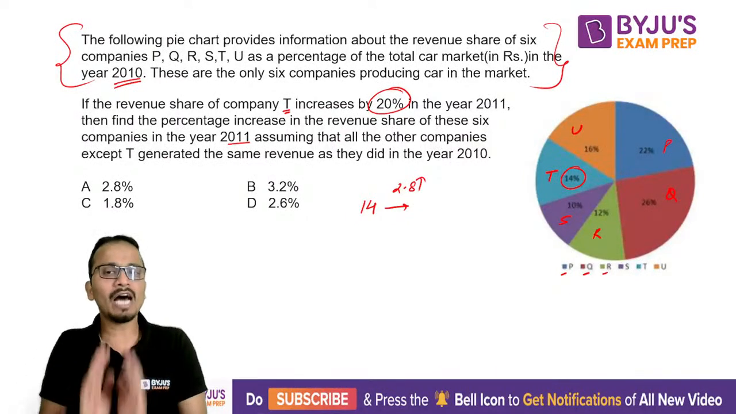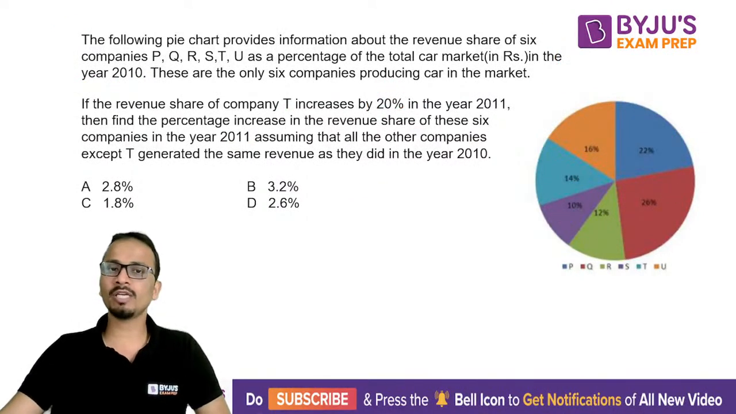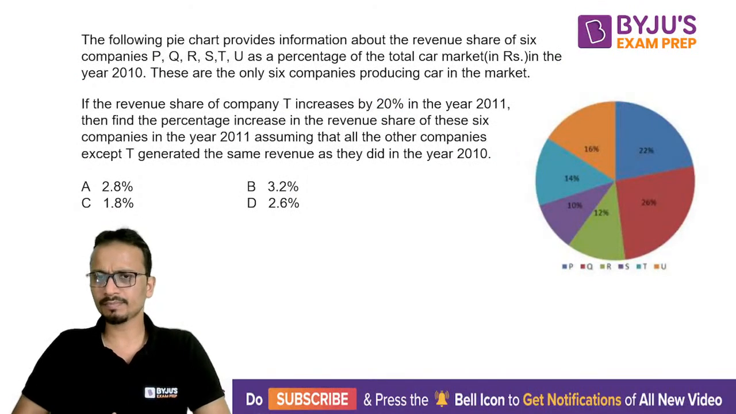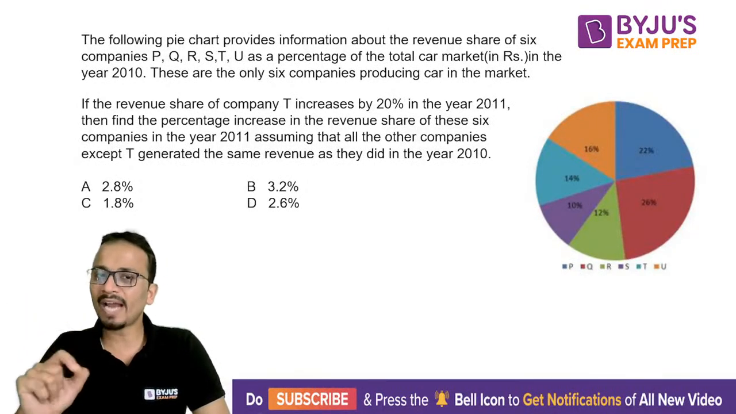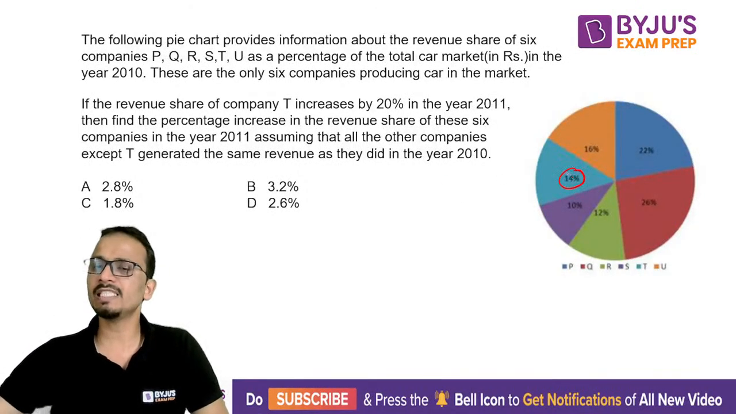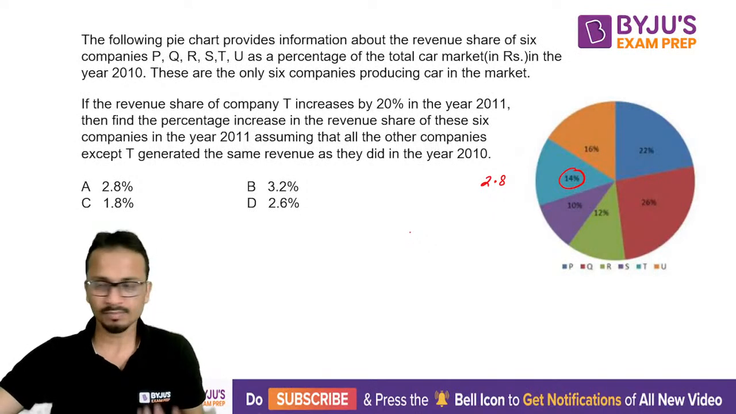Now, let us first of all understand what this question is saying. They are saying that the pie chart gives the breakup in the year 2010. For the next year, there is an increase by 20% only in T. So here there is only an increase in T, and all the other values remain the same. This value increased by 20%. That means 14's 20% is 2.8. So the total will also increase by 2.8, right?